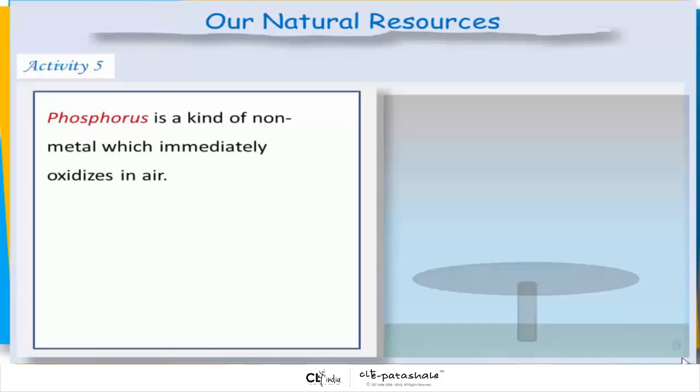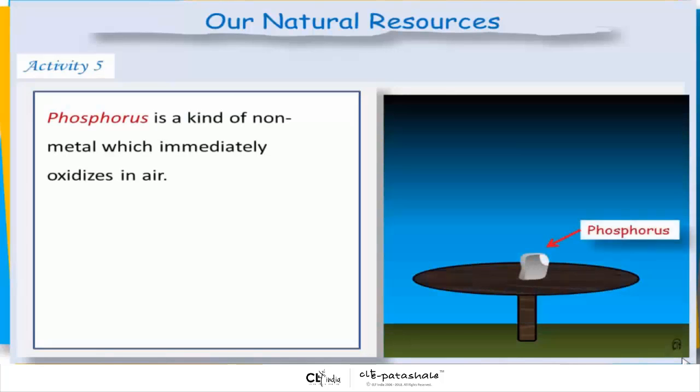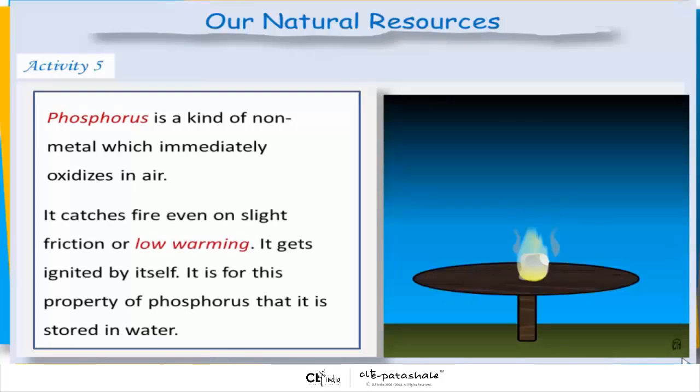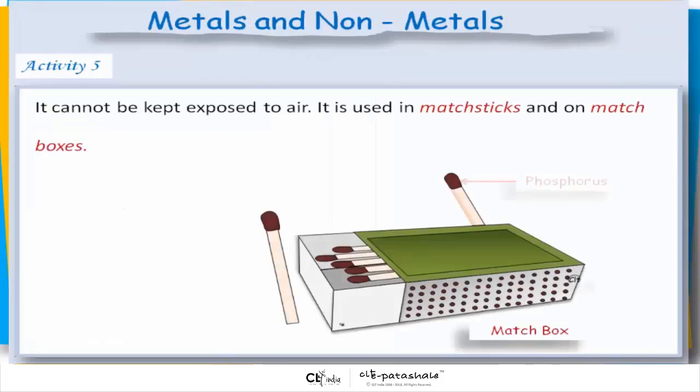Now phosphorus is a kind of a non-metal which immediately oxidizes in air. It catches fire even on a slight friction or low warming. It gets ignited by itself. It is for this property of phosphorus that it is stored in water. It cannot be kept exposed to air. It is used in matchsticks and on matchboxes.